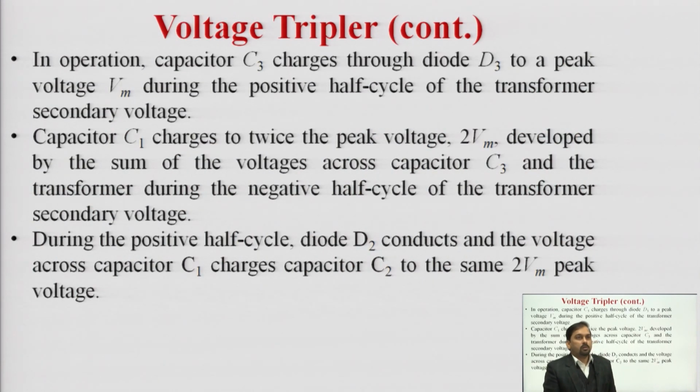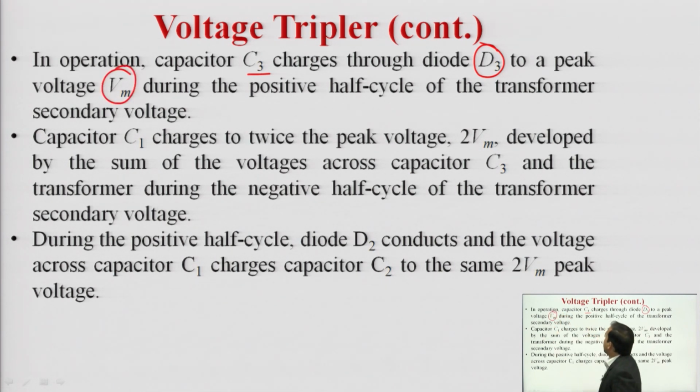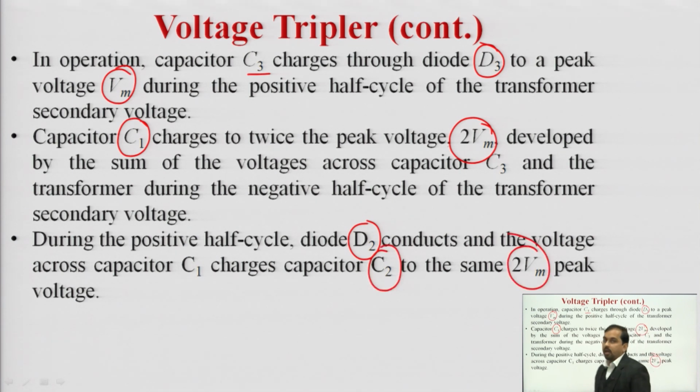So this is the operation. We have already seen that first capacitor C3 will charge through the diode D3 to a maximum value of Vm. After that, capacitor C1 will be charged to a value of 2 times Vm. Then in the next positive half cycle these diodes are conducting, and capacitor C2 will be charged to a maximum value of 2 times Vm. If we combine the output, we will have 3 times Vm.